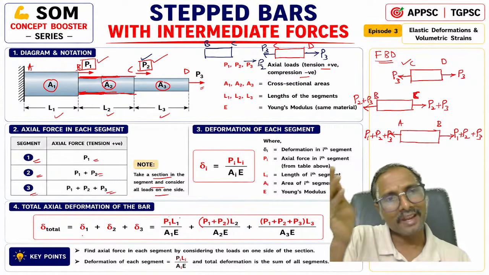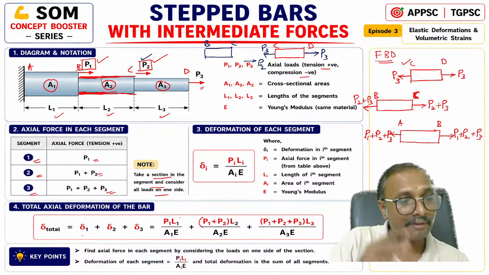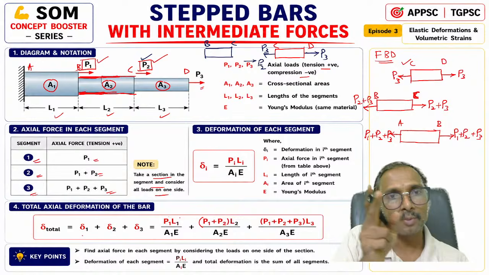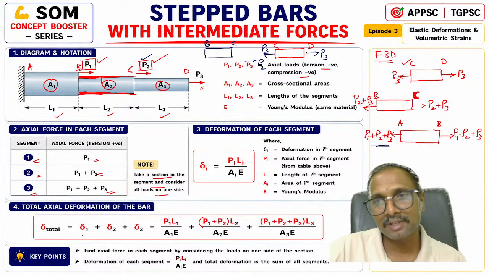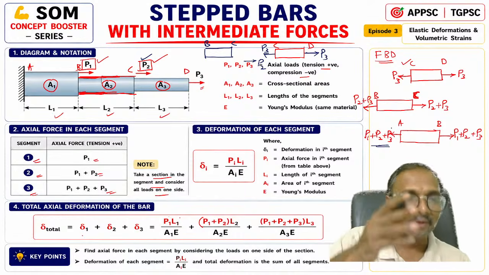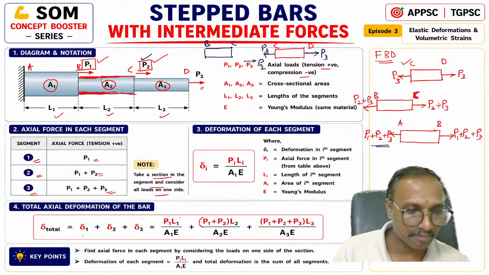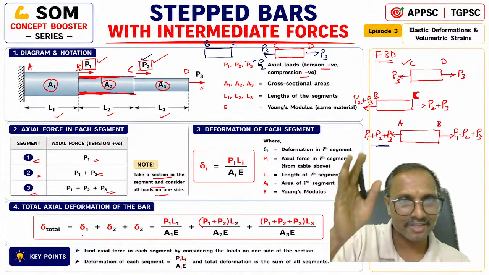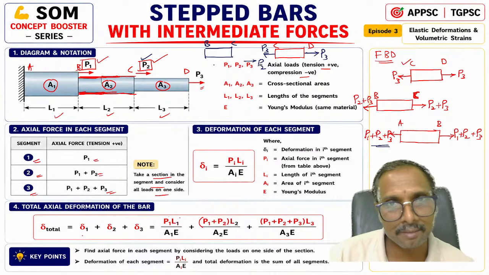See, Shruti, either you can take from fixed also. For taking from fixed, first you need to find out the reactions. What is the reaction? P1 plus P2 plus P3 in the opposite direction. So for taking from the fixed end, you need to find out the reaction. Both will be same. But instead of double calculation, I am saying that you go from this one. Is it clear?